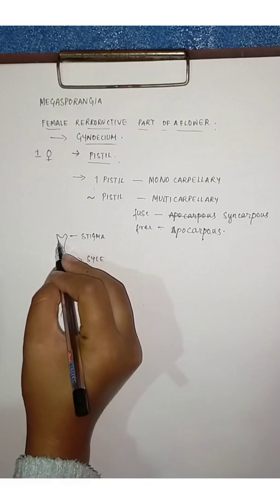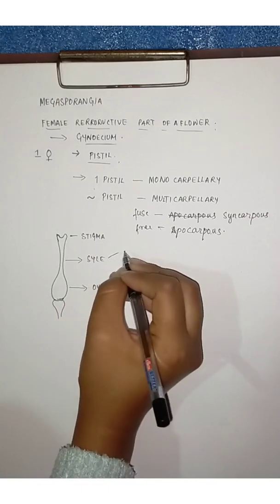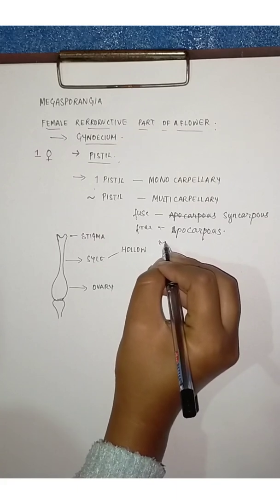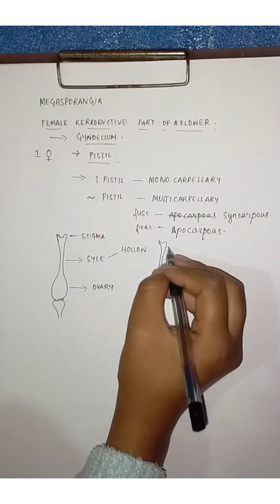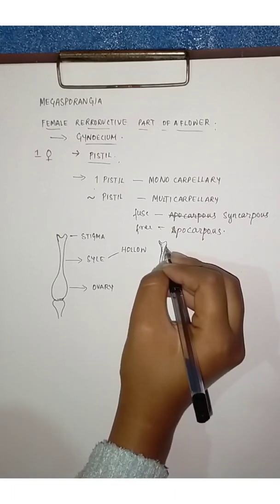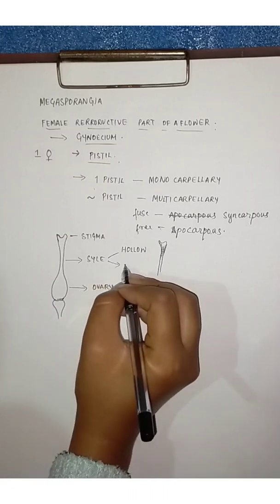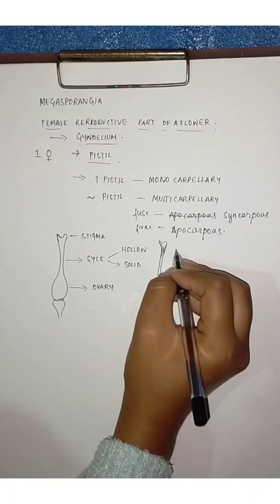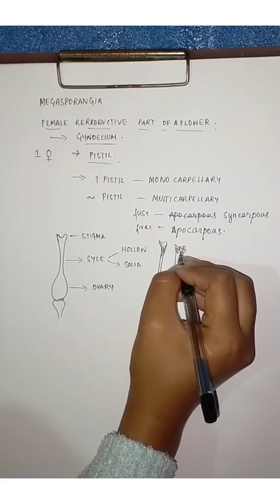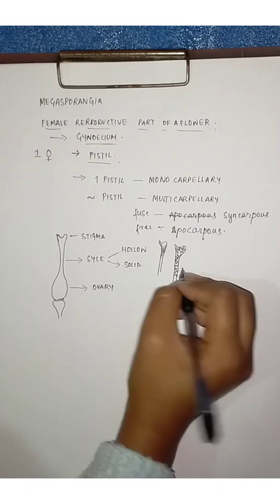The stigma is present on the upper part. The style is of two types. One is the hollow style, in which the cells are present on the lateral side, but in the middle it is a cavity which is hollow. And the other type is a solid style, in which all is filled up with cells, in which no cavities are present. This is a solid type of style.